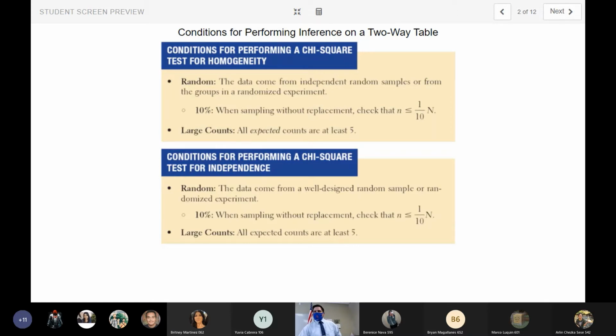For the chi-square test for independence, our random condition is that the data come from a well-designed random sample. And typically when we're testing for independence, we're sampling from a single population or randomized experiment. The 10% condition when sampling without replacement, and the large counts condition is the same, that all expected counts are at least 5. These conditions must be checked when you're performing an inference.